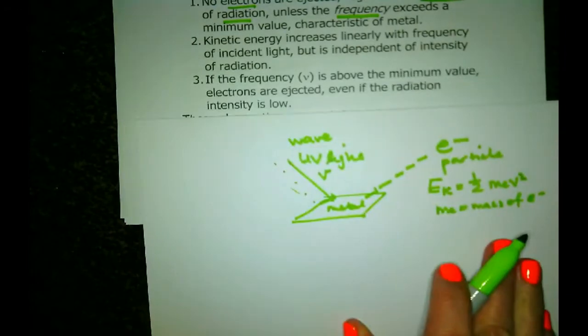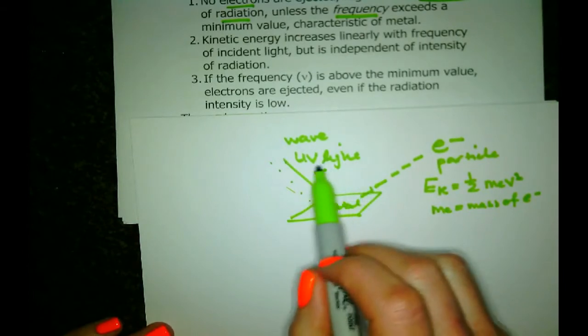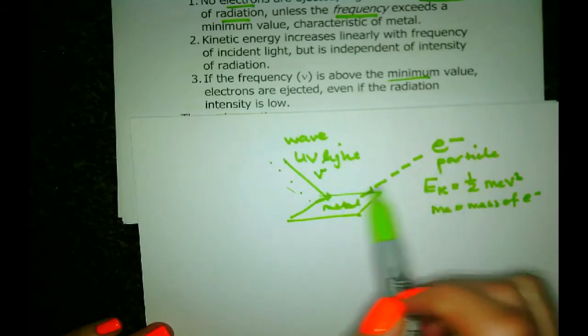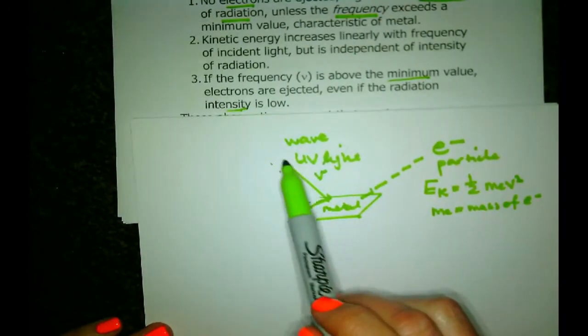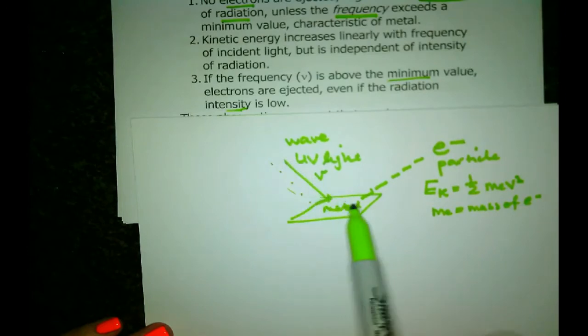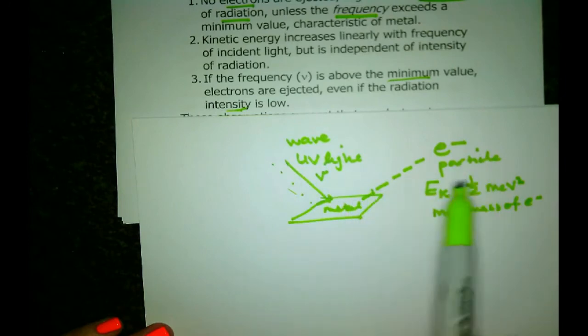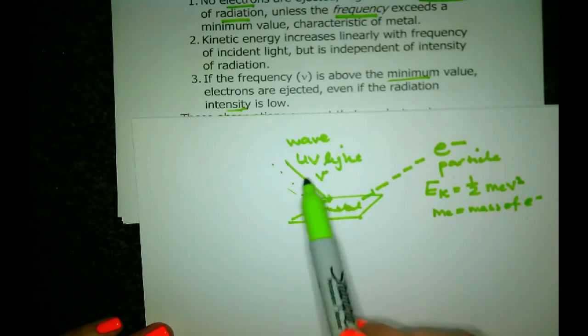Third observation, if the frequency is high enough, so above the minimum value, electrons are ejected even if the intensity is low. So if you have a very low intensity, 1 electron a minute might be ejected. If you have a high intensity, 100 electrons a minute might be ejected, provided this frequency is high enough.